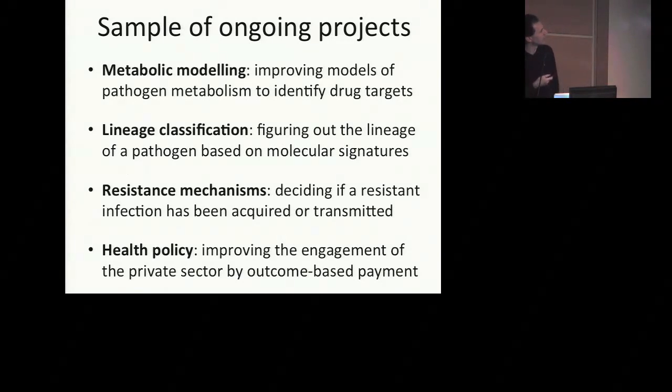There's also looking at resistance mechanisms. This is a project that I currently have going on with Feng, who's in the audience. We're trying to figure out a way to decide if a particular resistant infection has been the result of acquisition, so the result of primary care causing resistance, or has been the result of transmission. So a little bit like the complex infection project that I talked about, but specifically targeting resistance and looking at a large population to try to understand this question in a data-driven way.